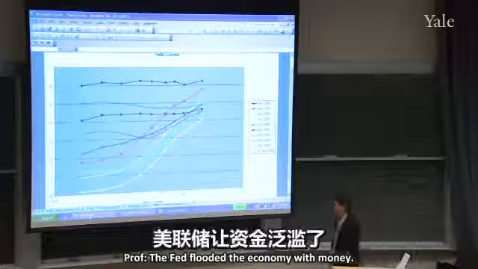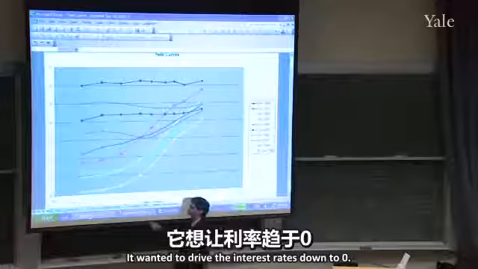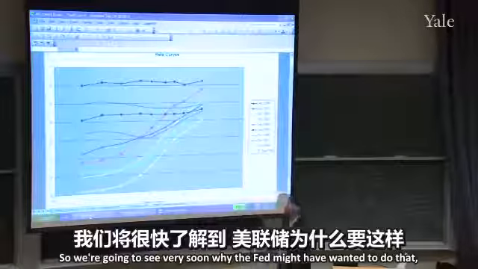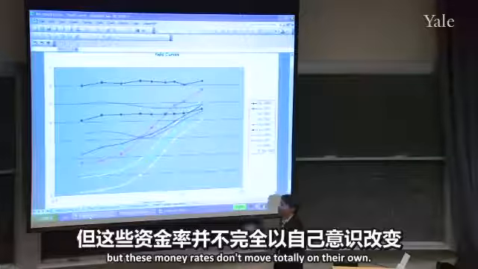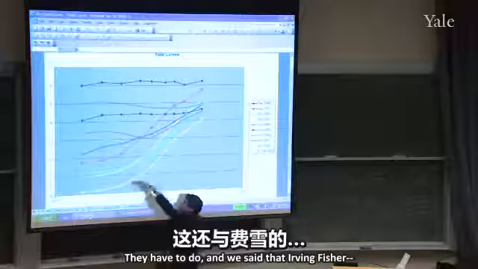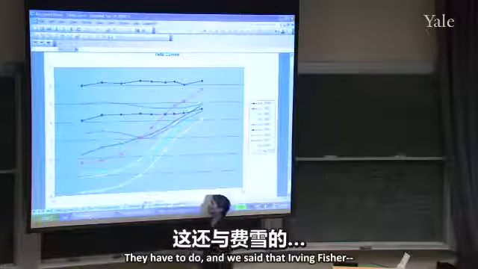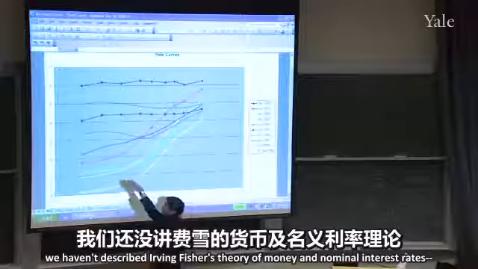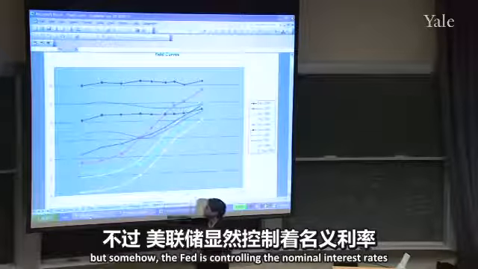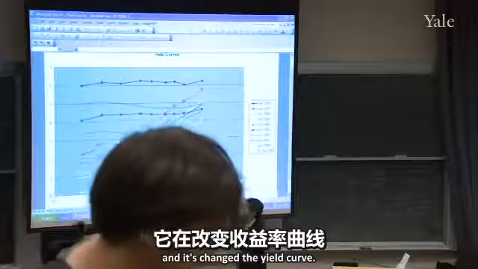The Fed flooded the economy with money. It wanted to drive the interest rates down to 0. So we're going to see very soon why the Fed might have wanted to do that. But these money rates don't move totally on their own. We haven't described Irving Fisher's theory of money and nominal interest rates, but somehow the Fed is controlling the nominal interest rates, and it's changed the yield curve.